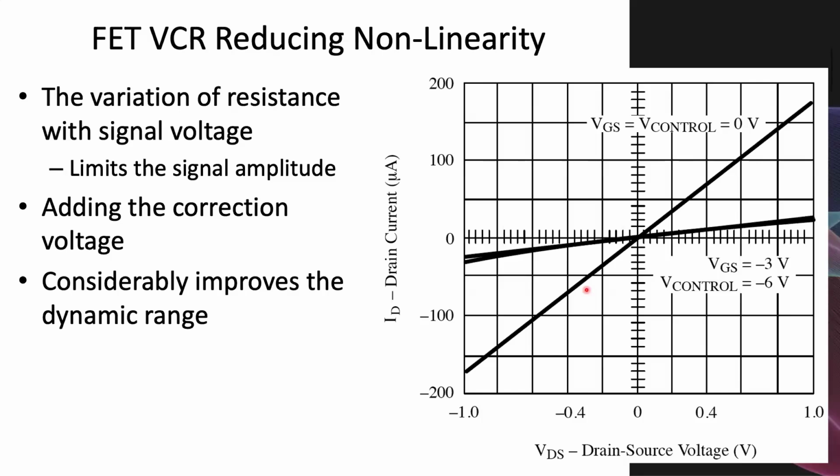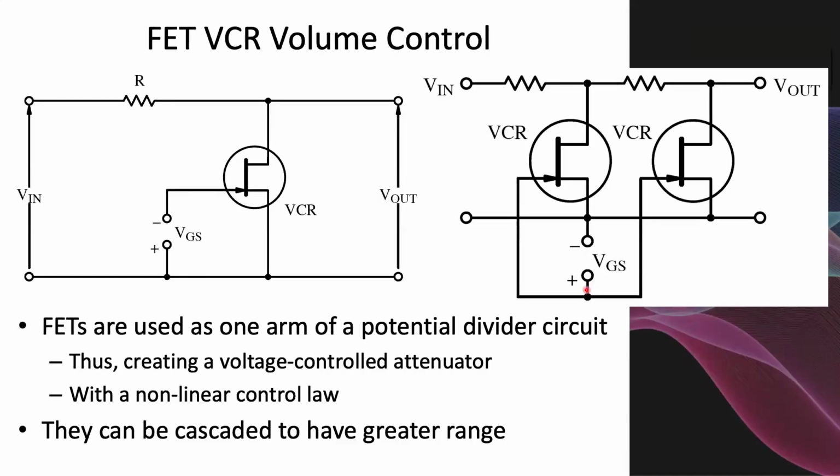So what can we do with these things? We can use them as one leg of a simple passive attenuator, as shown here. And this just acts like a normal voltage divider, except the lower resistance is controllable by the control voltage. If we need more gain reduction than you can do in one stage, then it's always possible to cascade two together and double it up to give a greater range. The only thing we notice is that the control law isn't linear.